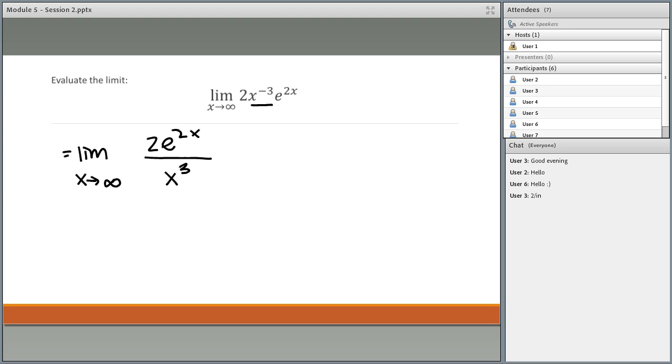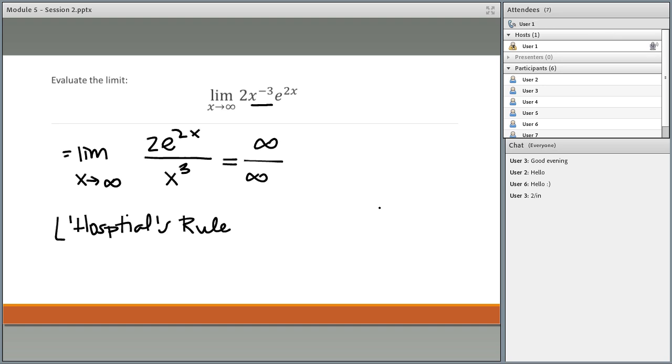So what happens as x goes to infinity? Well, in the numerator, we have 2 times e to the 2x, so that goes to infinity. In the denominator, we also have x to the third, and as x goes to infinity, we get infinity. So because we got infinity over infinity, we can use L'Hopital's rule. And in the last question, we were able to divide each term by the largest term in the denominator, but there's no way for us to simplify this in any other way. So the only option we have is to use L'Hopital's rule.